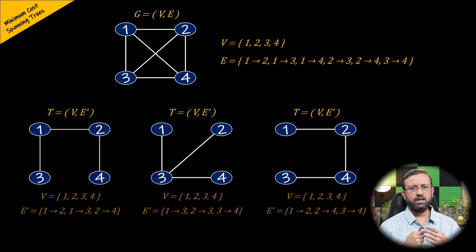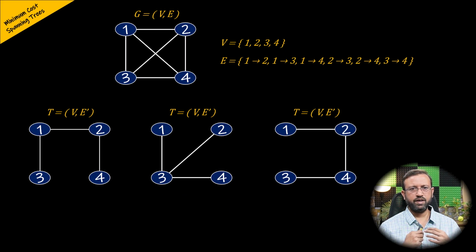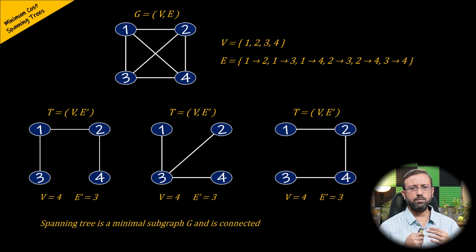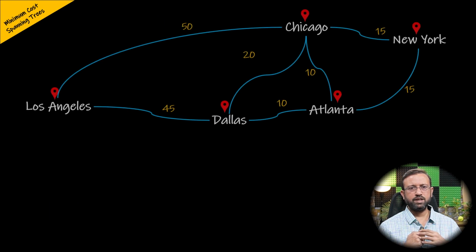Now, if we look at these 3 spanning trees, we can observe that all the spanning trees have 4 vertices and 3 edges. This is because of the property that a spanning tree is a minimal subgraph of G and is connected. Any connected graph with n vertices must have at least n-1 edges, and all connected graphs with n-1 edges are trees. The spanning trees have many applications.